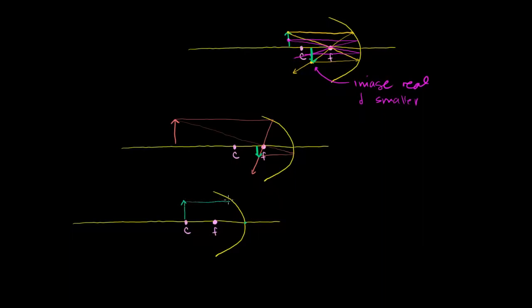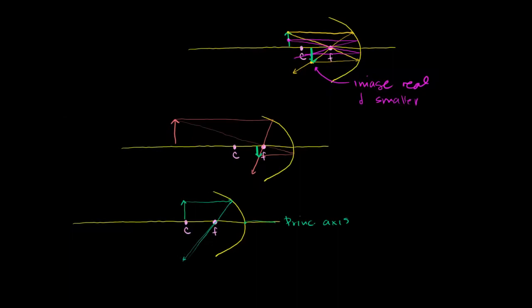So parallel incident ray, parallel to the principal axis. This is the principal axis right here. That's what this line is right over here. It's kind of the line of symmetry of the parabola. When it reflects, it will reflect through the focus.